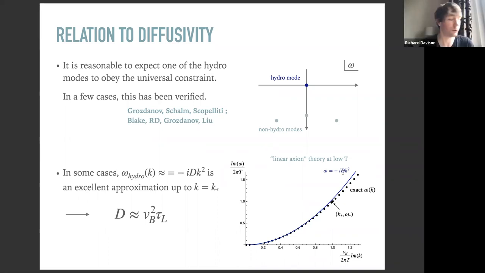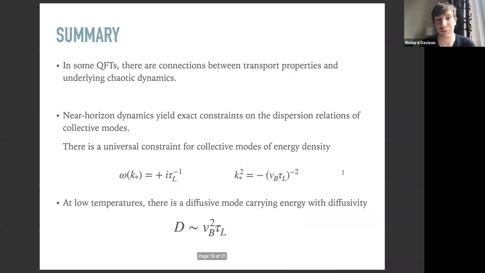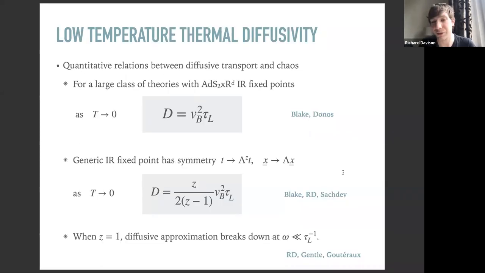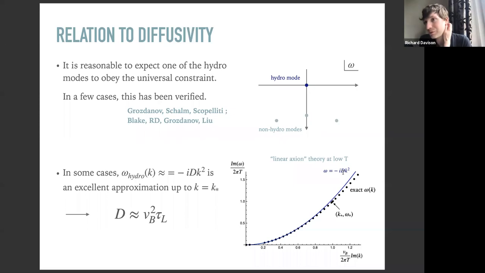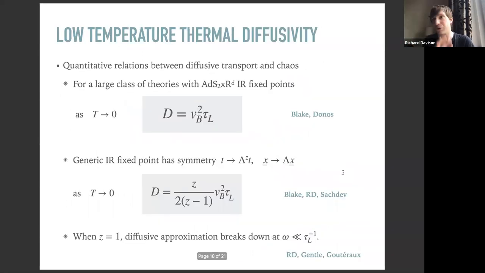Okay, I think I'm already over time, so let me skip ahead. Instead of just giving you this one picture and saying that in this particular example the constraint on this mode translates into some constraint on the diffusivity, there are, of course, well-known independent ways to compute these diffusivities. And what you find is that this relation between diffusivities and the chaos parameters is not some weird thing about this particular theory I wrote down before, but is actually true quite generally.